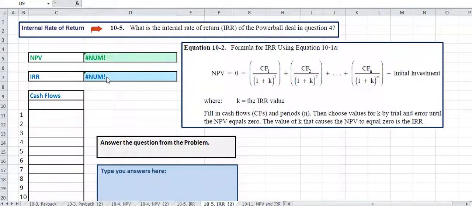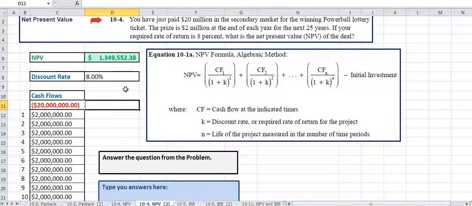In this video, we're looking at problem 10.5, where we're going to calculate the internal rate of return from our Powerball deal in question 4. Now, we know from question 4 that the net present value with a discount rate of 8% is positive.